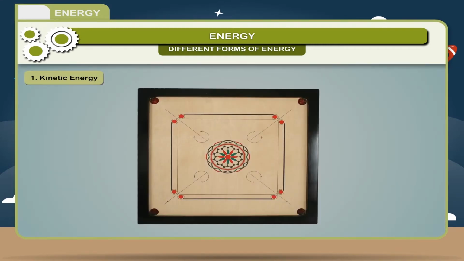Activity. Take a carom board and place a few carom coins on it. Hit these coins with the help of a plastic striker. The coins move to some distance due to the force applied by the striker. Now, push the striker again with a greater force. You will find that the striker moves rapidly and hits the coin. As a result, the coins move at a greater distance. So, we can conclude that kinetic energy depends on the speed of an object.